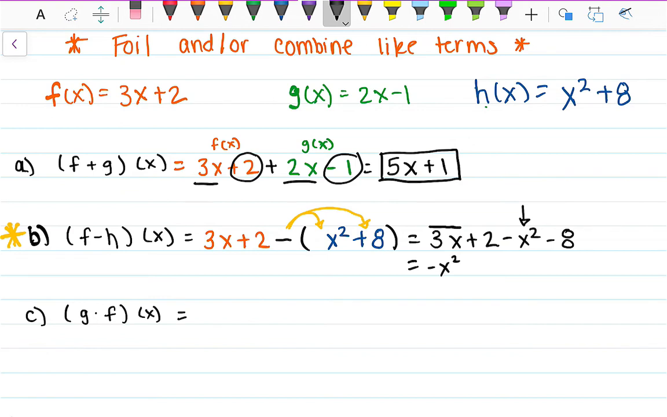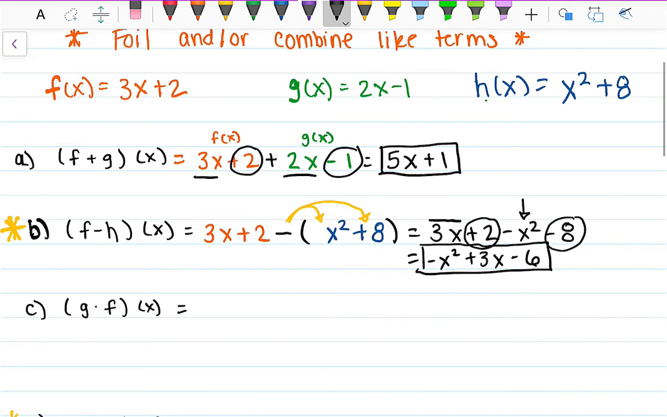So I have 3x, and I'm going to scan the rest of my polynomial. That is the only x term I have. So I'm just going to write it down, plus 3x. But now I can actually combine my 2 and my negative 8. So I'm going to have negative 6. And once I can't combine anything else, then this is going to be my answer. Okay, so that's subtracting. So remember, the only tricky thing is that negative. You can't forget to distribute your negative.